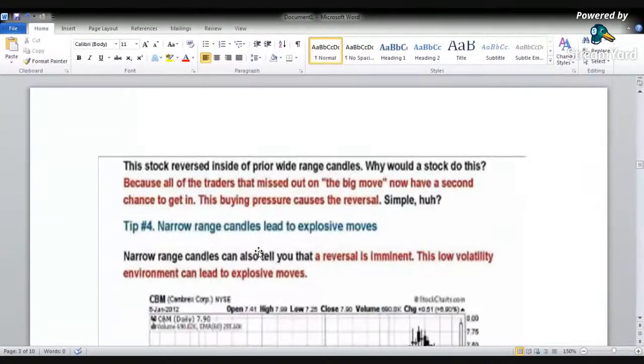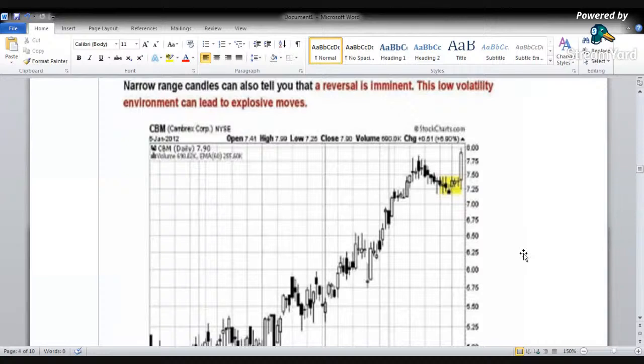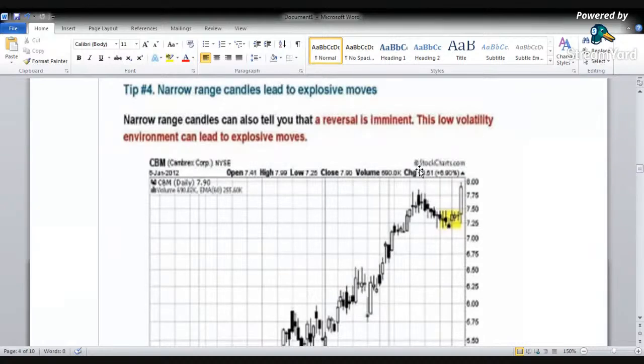The fourth one is narrow range candle leads to explosive moves. For example, this area, the price is going up and then the price is pulling back, but the pullback is not strong, kasi yung mga candle ay maliliit lang. As mentioned here, a narrow range candle can also tell you the reversal is imminent because a low volatility environment can lead to explosive moves.